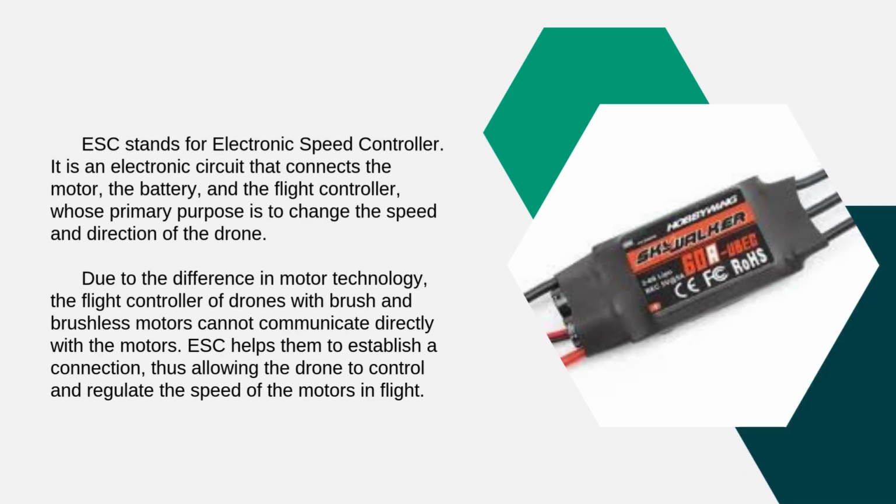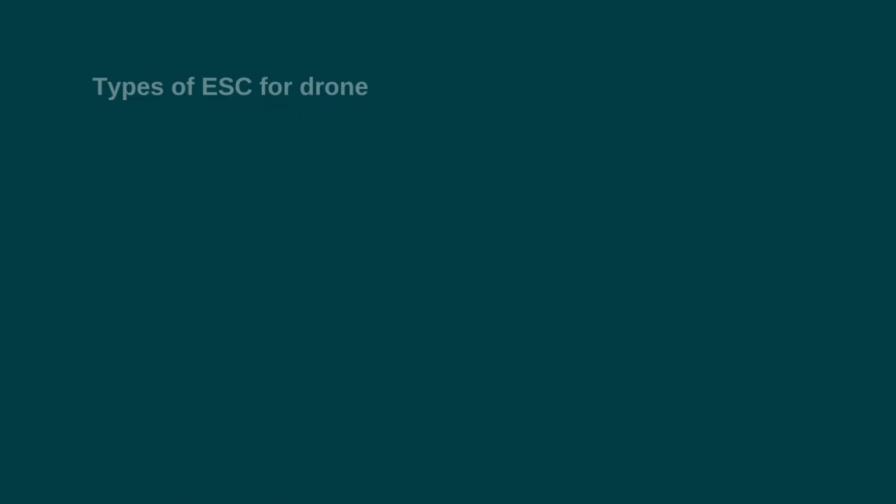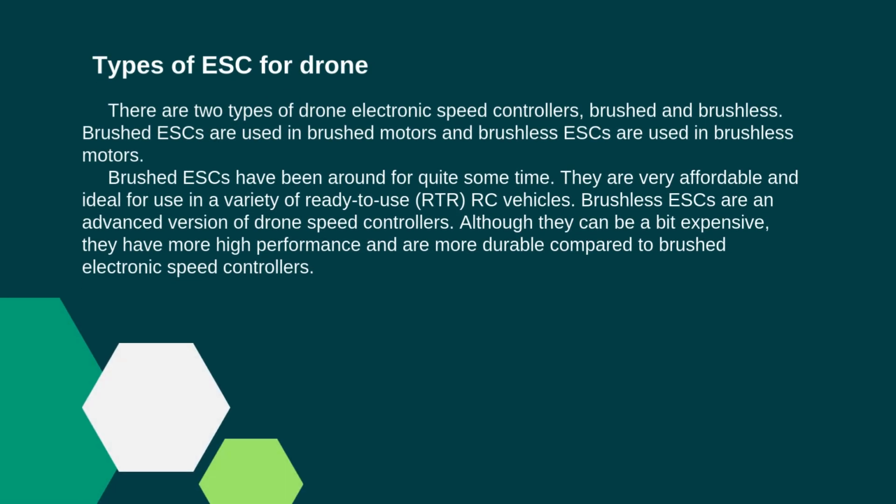ESC stands for Electronic Speed Controller. It is an electronic circuit that connects the motor, the battery, and the flight controller, whose primary purpose is to change the speed and direction of the drone. There are two types of drone electronic speed controllers, brushed and brushless. Brushed ESCs are used in brushed motors, and brushless ESCs are used in brushless motors.